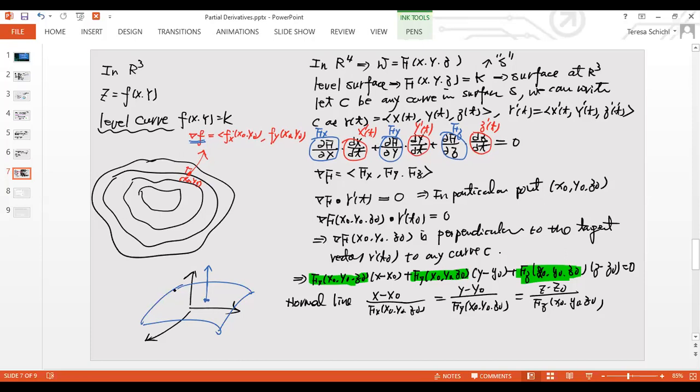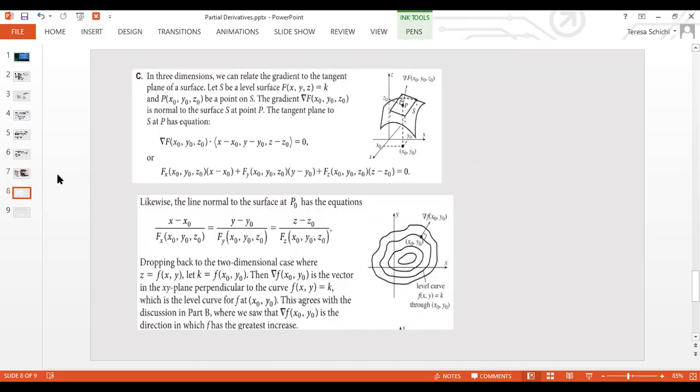In the same way, this is my level surface, and I have a tangent plane here. This is the normal line for that tangent plane, and that tangent plane is perpendicular to the level surface. It's very similar to the level curve concept.